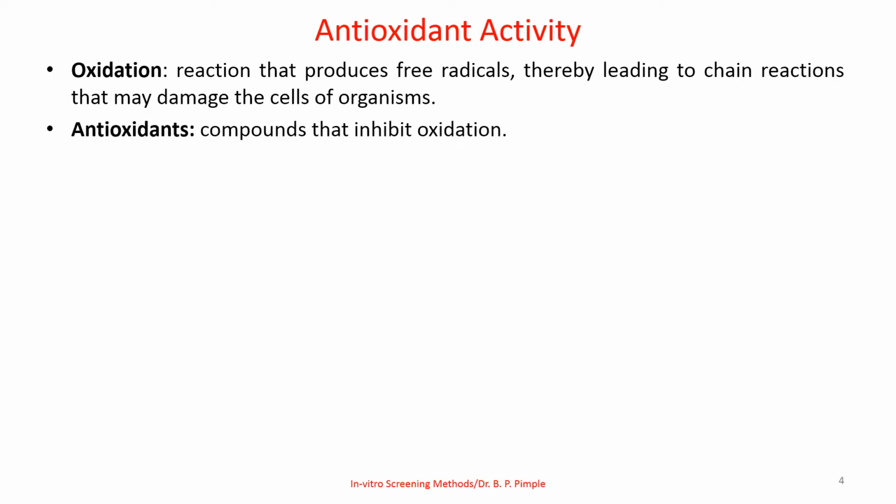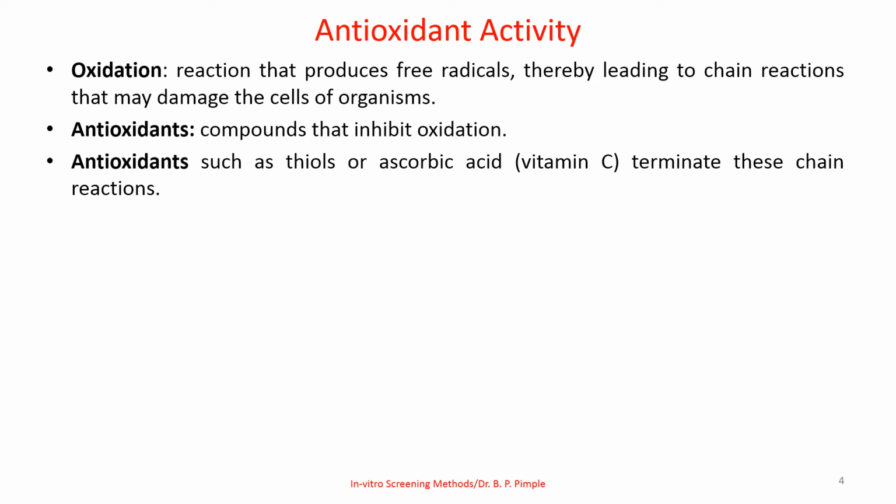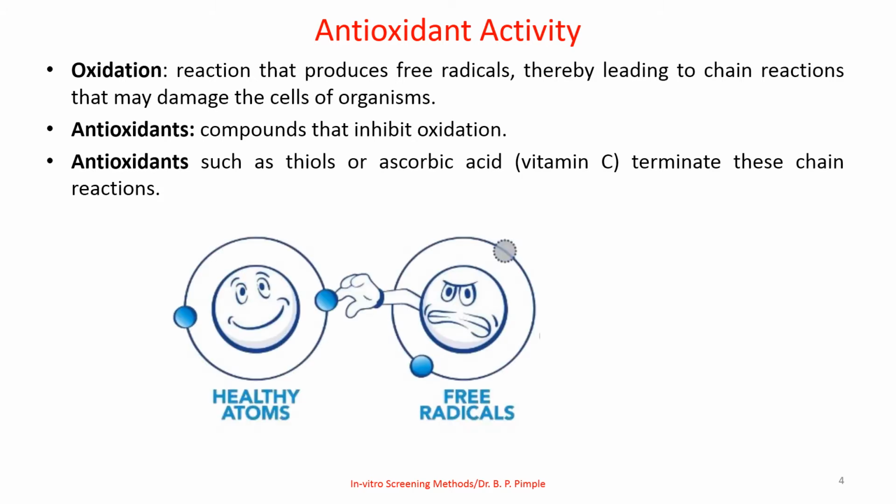Antioxidants are the compounds that inhibit this entire process of oxidation, and they prevent our body from damage caused by the free radicals. Generally, antioxidants used are thiols or ascorbic acids. They are able to terminate the chain reaction of free radicals. In simple sense, suppose this is a free radical which is devoid of an electron. It is having a shortage of an electron.